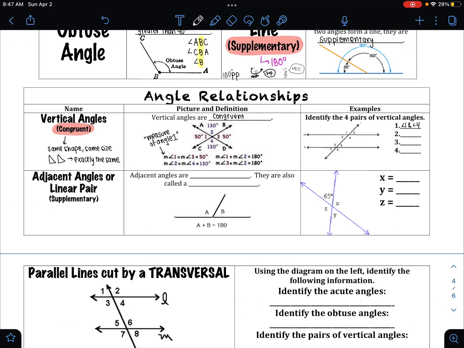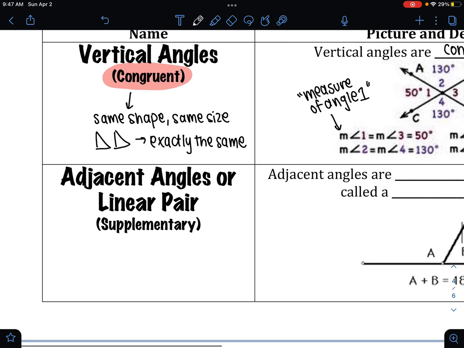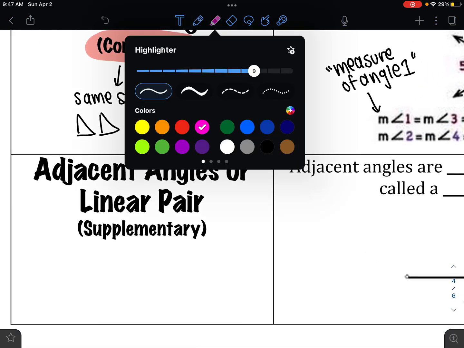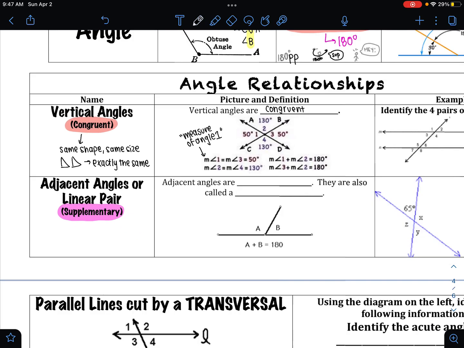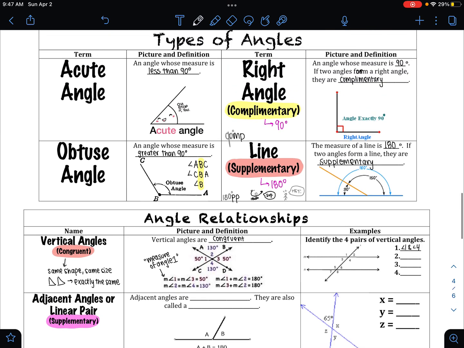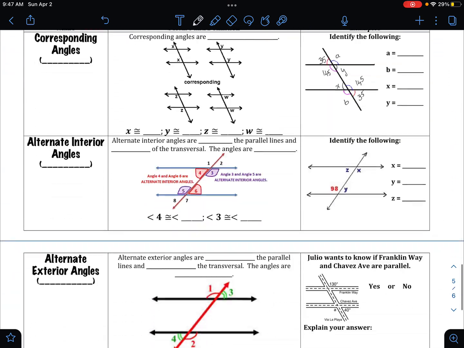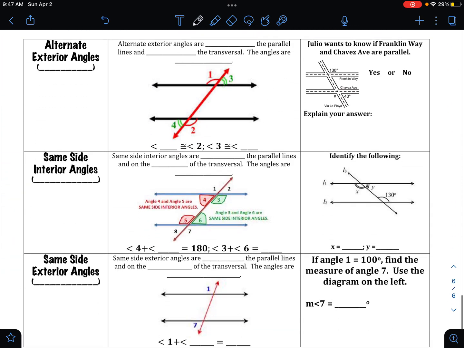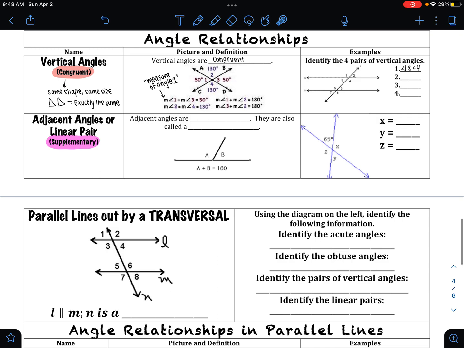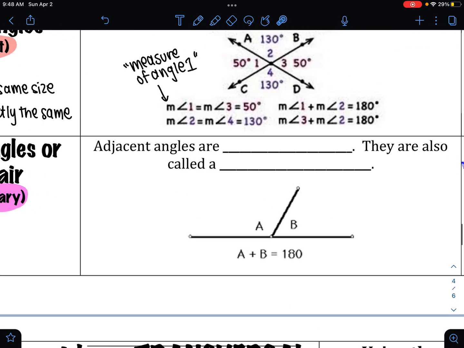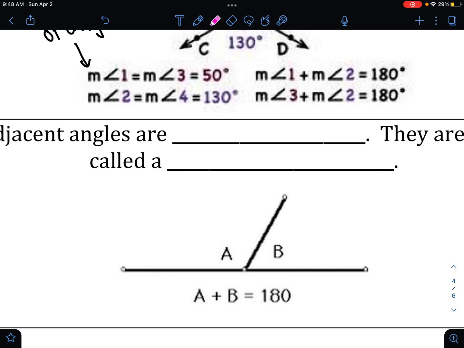That's that part. Okay, adjacent angles or a linear pair. You can see this supplementary word is coming back. And when you're looking at these notes, I think these notes are going to be a really great resource as you're going through homework and things like that. You can see it has some fill in the blanks that are going to tell you the really quick indicators of what each angle relationship is. So adjacent angles are supplementary.